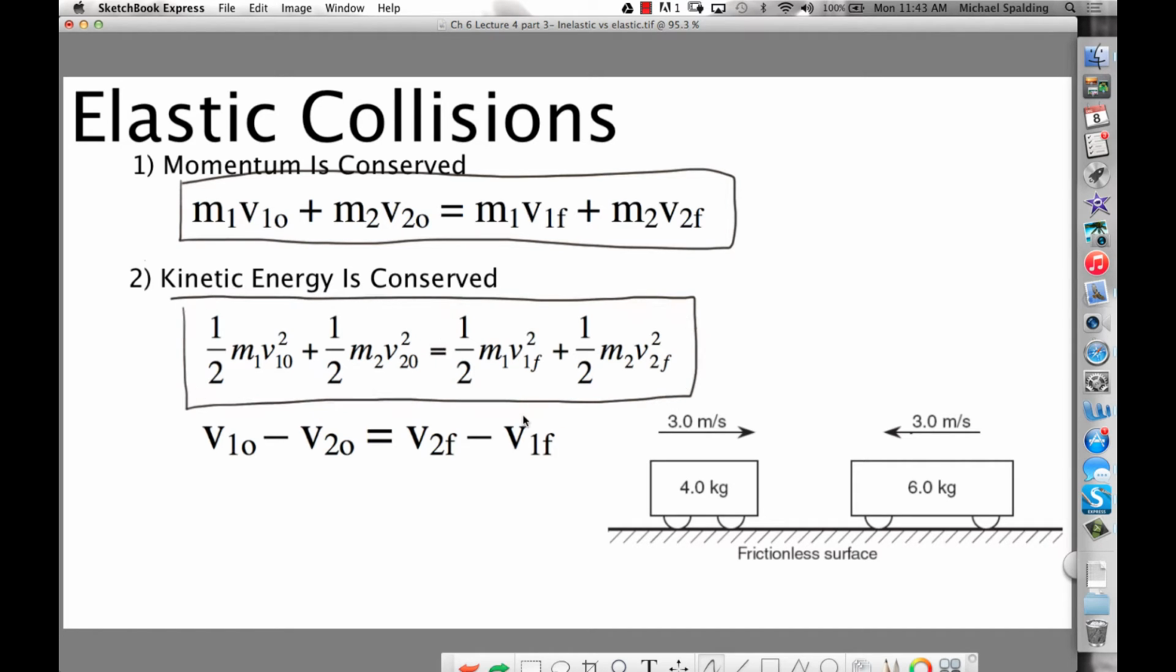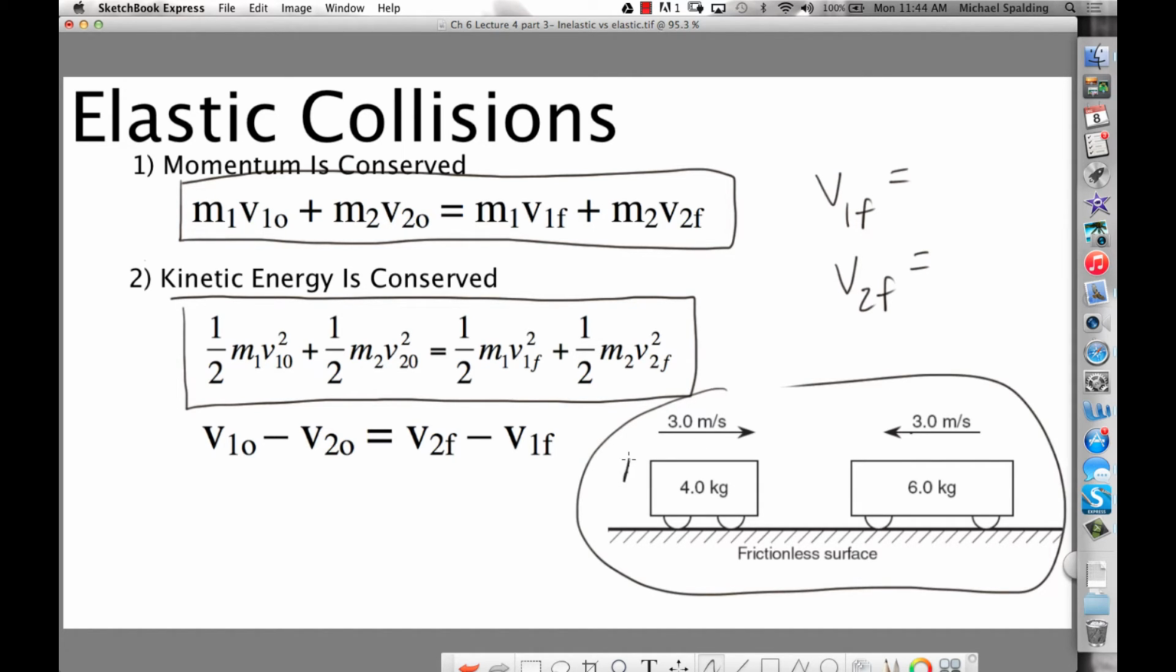Now, I want you to write something down. In an elastic collision, elastic collisions always have two unknowns. And the most common thing they're going to have you solve for is V1 final and V2 final. In other words, what's the velocity of each object after the collision? So just look at this example right here.